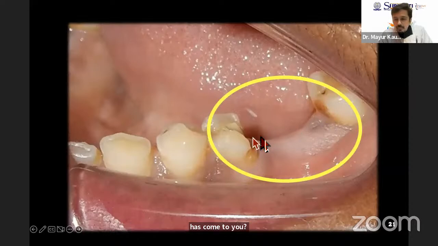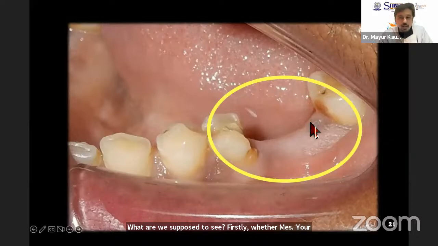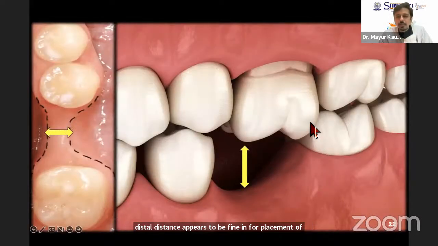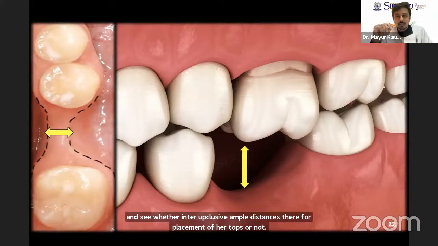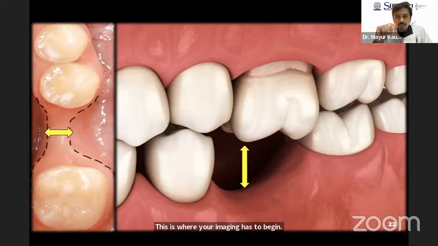Firstly, whether mesiodistal distance appears to be fine enough for placement of an implant or not. After that, we are supposed to make the patient occlude and see whether ample interocclusal distance is there for placement of a tooth or not. This is where your imaging has to begin. Clinical examination first, then the imaging part has to start.